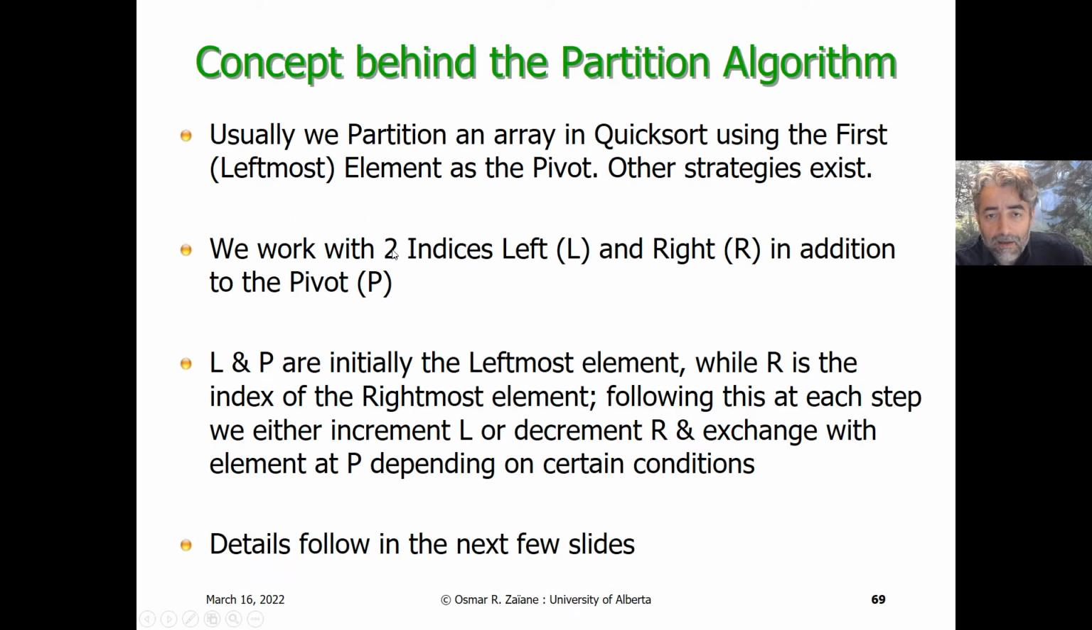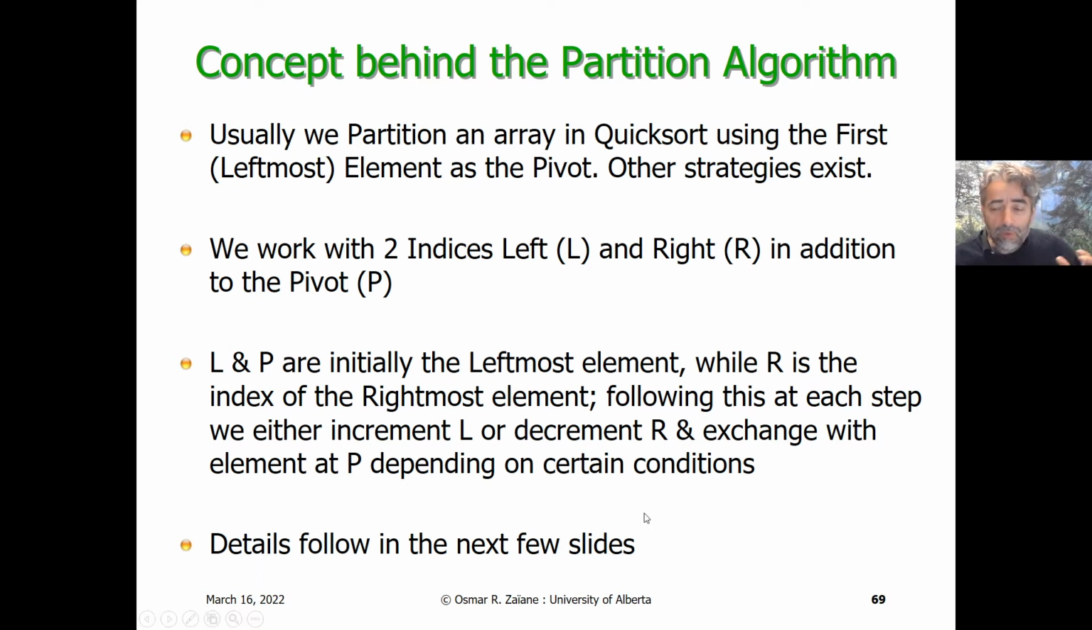Okay. So how do we do it again? So here it is. We have an element that we select as the pivot, which is the leftmost element. And we will work with 2 indices. Let's call them left and right, or L and R. And we have to always keep in mind where the pivot is. As I said, the pivot is arbitrary, we'll select the first one. So L and P, the left and the pivot, are both initially 0, the first element, and R, the right, is the index of the last element.